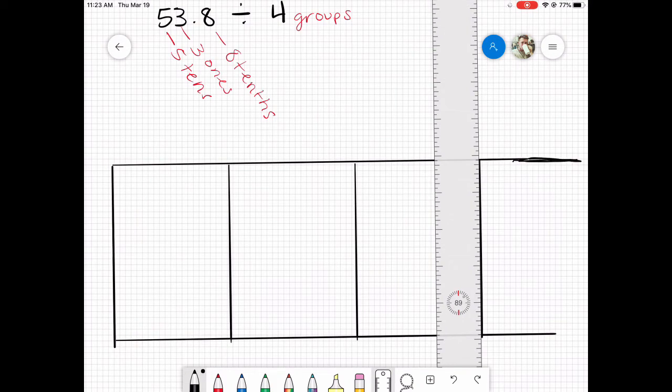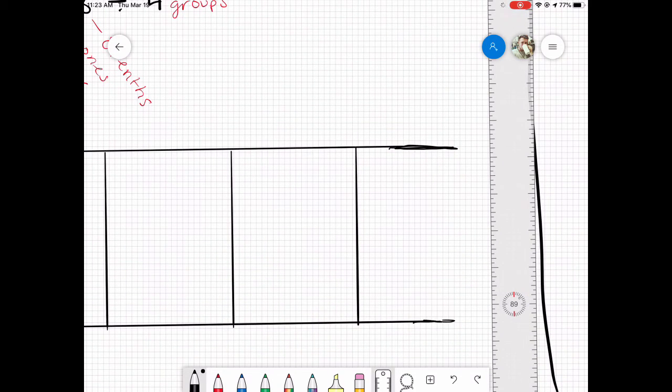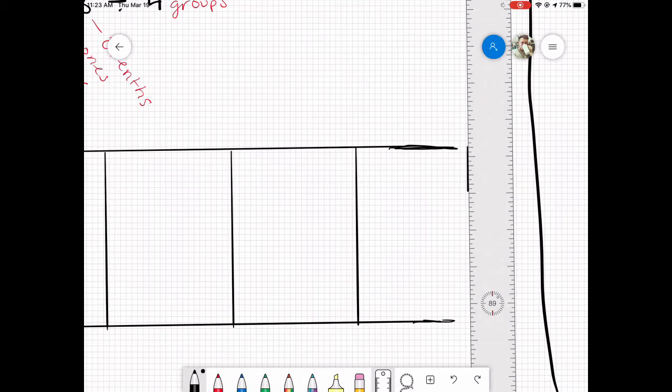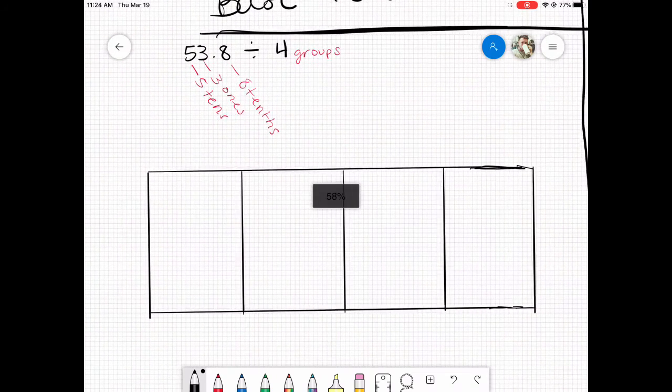So I'm about finished drawing up these boxes. Yes, I used a ruler. Yes, I didn't use a ruler for the last little bit. Ha ha ha.